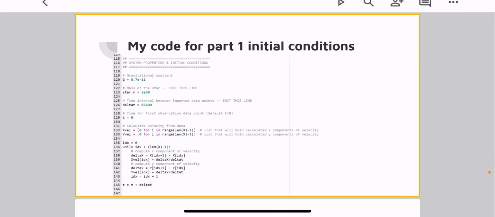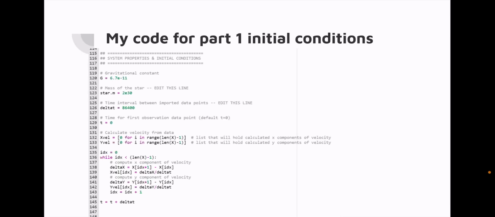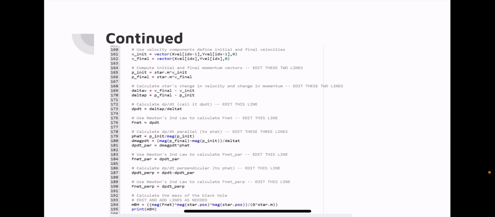So, the initial conditions for my code for part 1. They are pretty simple. We have the star's mass given, and I used a day's worth of time for delta t, just to speed it up a little bit. Delta v equals v final minus v initial, delta p equals p final minus p initial. p equals mv, so p initial equals the star's mass times the initial velocity, because momentum is mass times velocity. The same goes for final.